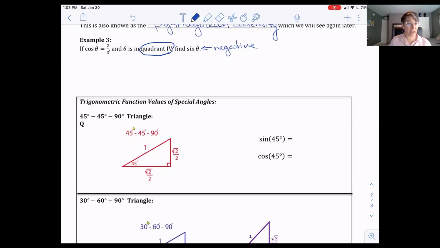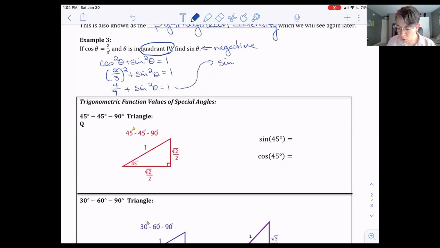So we can use our Pythagorean identity. Again, that states cosine squared theta plus sine squared theta equals 1. I know cosine theta equals 2/3, so we're going to take 2/3 and square it, plus sine squared theta equals 1. If we square the 2/3, we get 4/9. Now we need to solve for our sine squared theta, so that gives us a 1 minus the 4/9. If we get common denominators, that 1 becomes 9/9, minus 4/9 gives us 5/9.